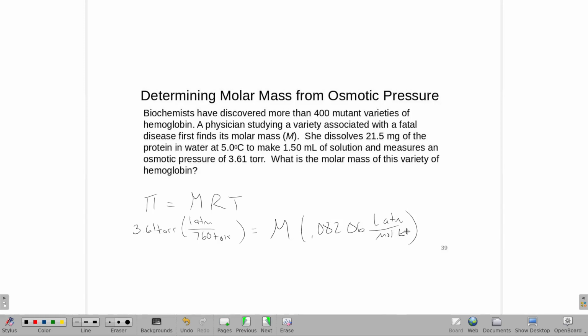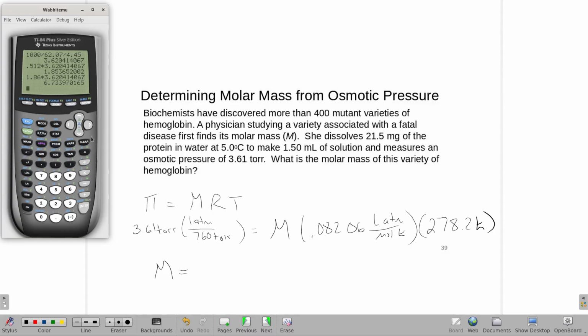Temperature needs to be in Kelvin, so I can't use the 5 degrees Celsius. I'm going to use 278.2 kelvins. I'm adding 273.2 to the 5. And now, let's solve for the molarity.